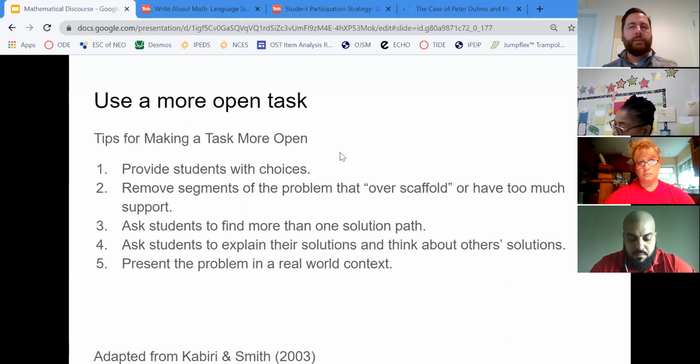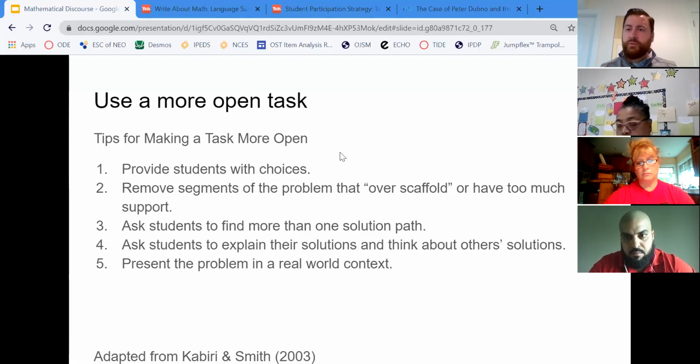That means take away some of the supports. Not all of them necessarily. You make the judgment call on that. We can start with what the textbook gives us, but I would, with caution, use what the textbook provides without any alterations. We want to ask students to find more than one solution path.